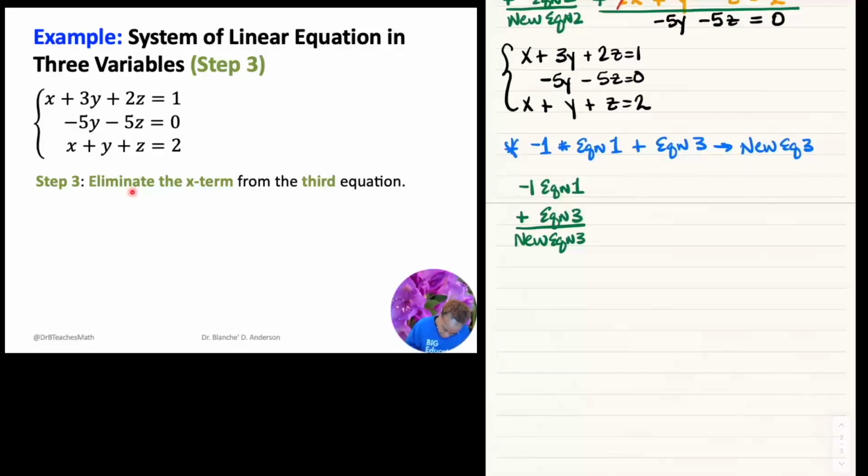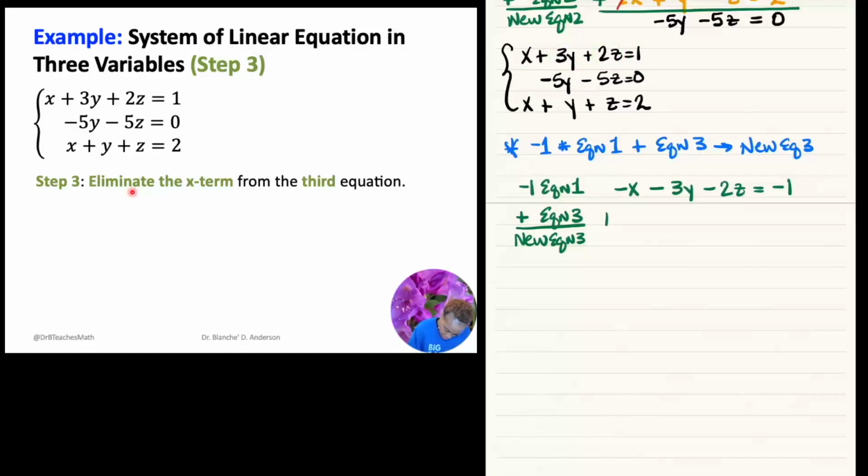Okay, so -1 times equation 1, that gives me a negative x minus 3y minus 2z equals -1. Because whatever I do to this side of the equation, I also have to do to that side. That's how you keep the equations balanced, okay? So I took -1 times each term. And now I'm going to add that.